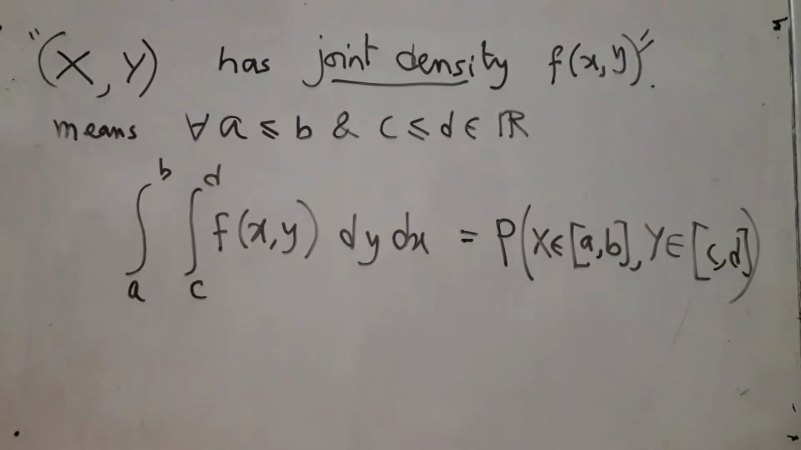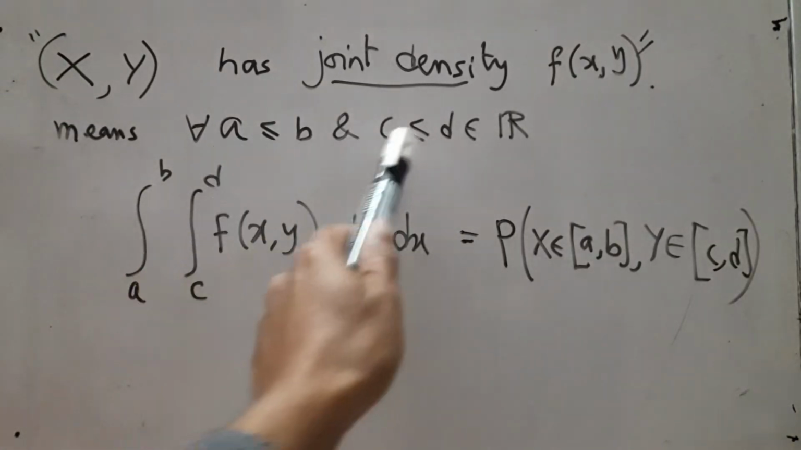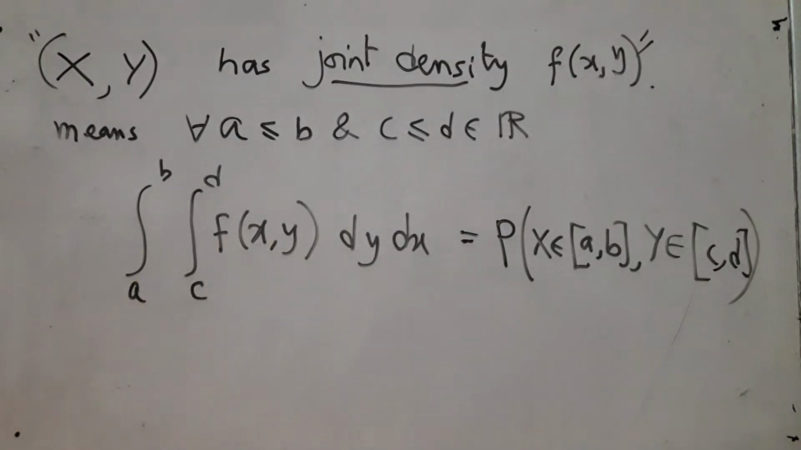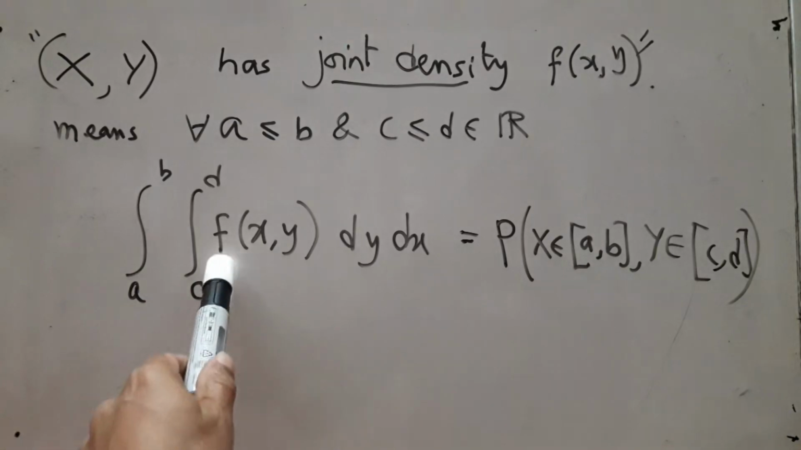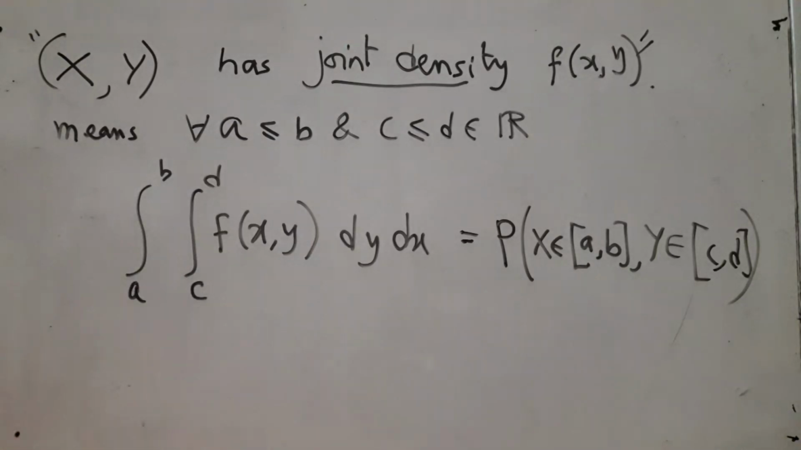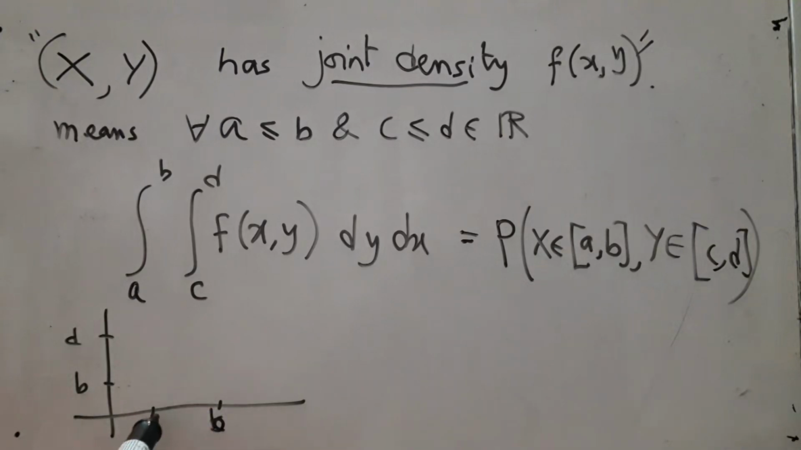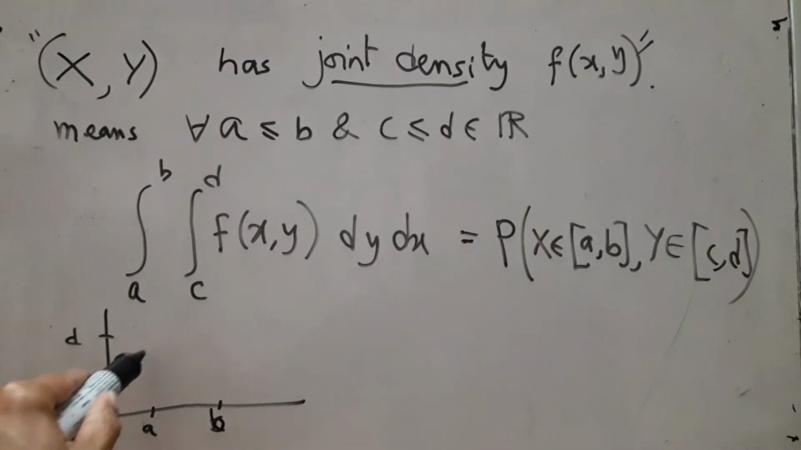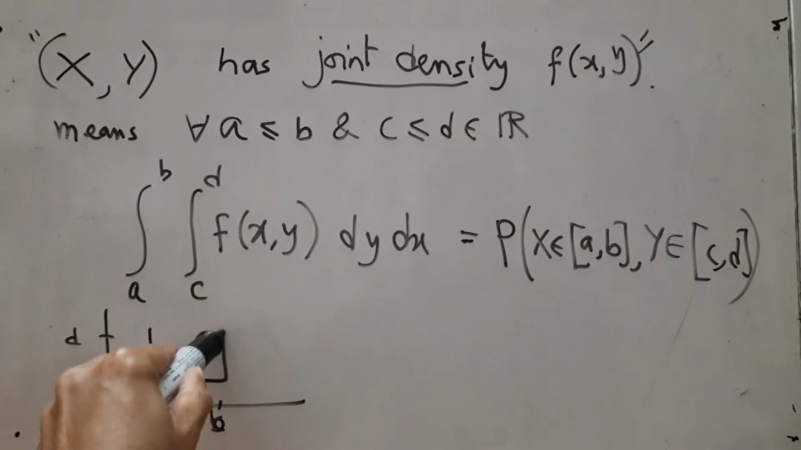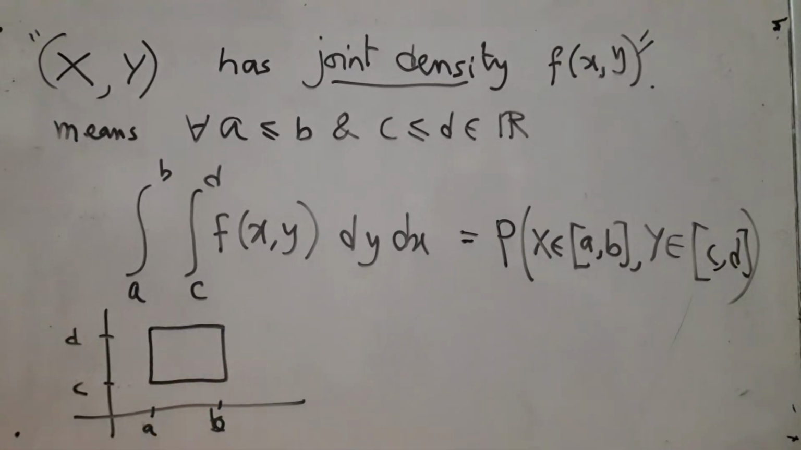This means that whatever a and b you take and c and d you take, with a less than or equal to b and c less than or equal to d, the probability that x lies in this interval and y lies in this interval equals the integral of fxy over that appropriate region. Pictorially, this means x lies between a and b, y between c and d. So the point (x, y) lies in this rectangle.